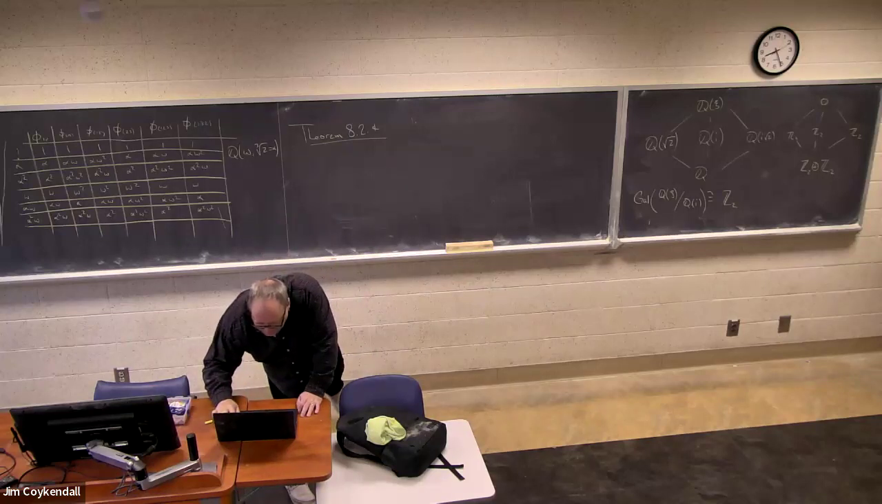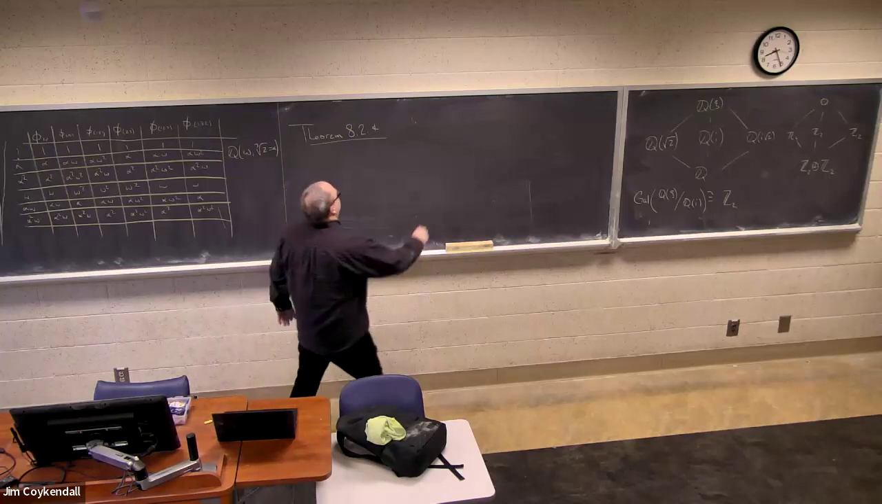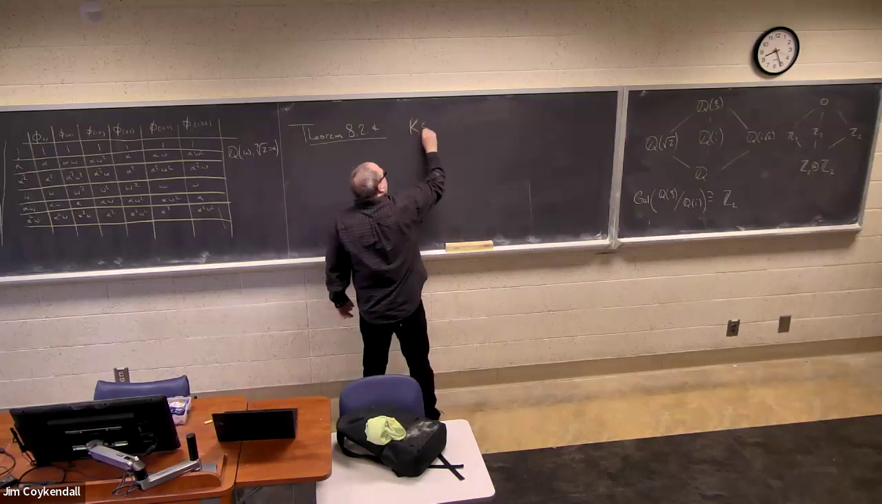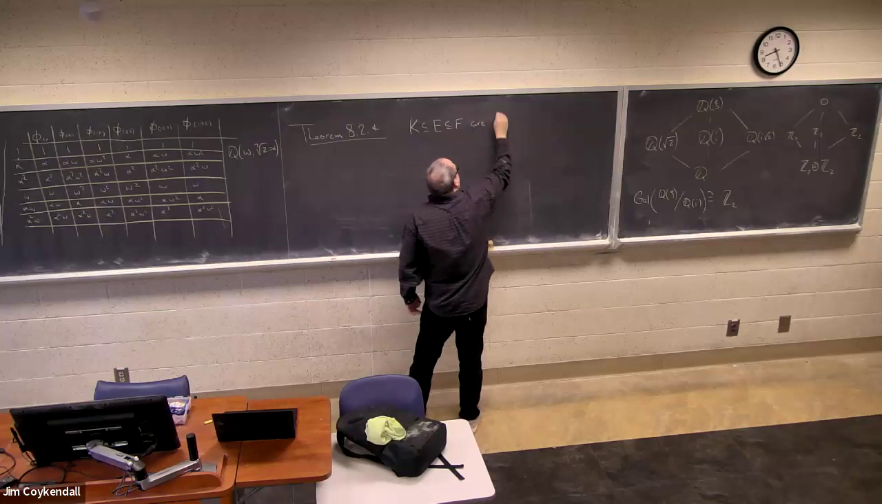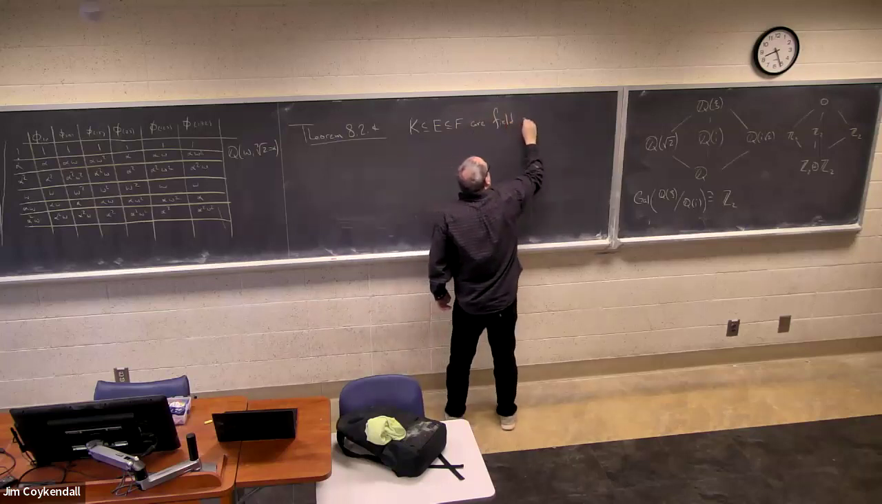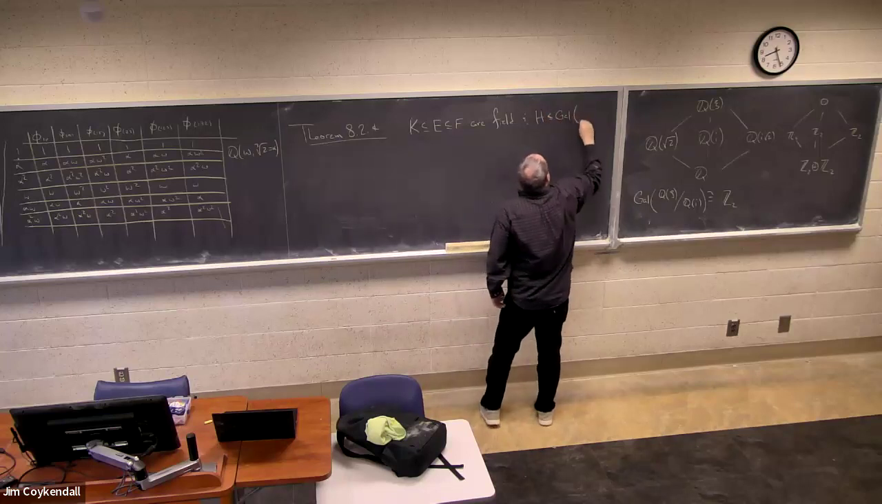If you have K inside E inside F for fields, H is a subgroup of the Galois group.